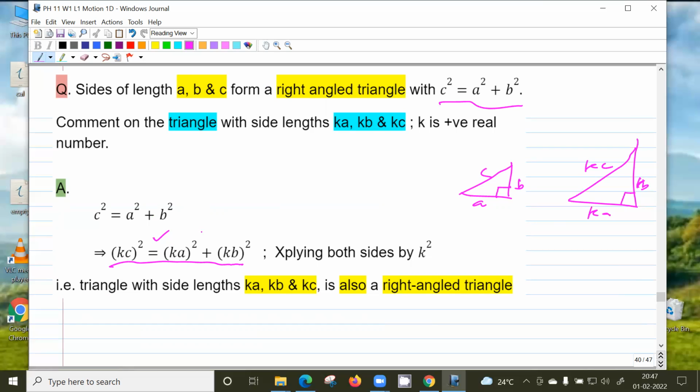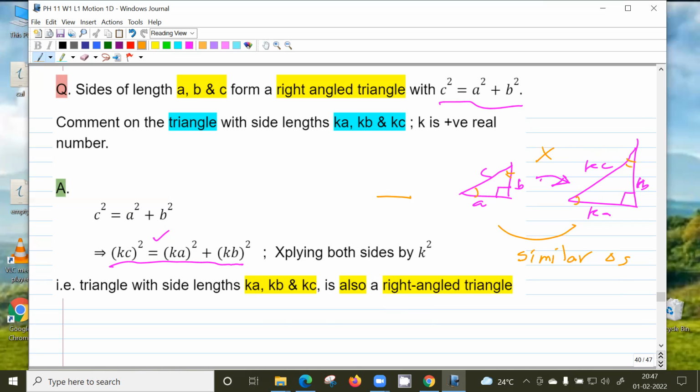So how do I get this triangle from this triangle? What do I have to do? You multiply, magnify, I increase the magnitude. So what are these two triangles called? Similar triangles, the angles are the same. So one way of getting similar triangles is to take the triangle and magnify it.